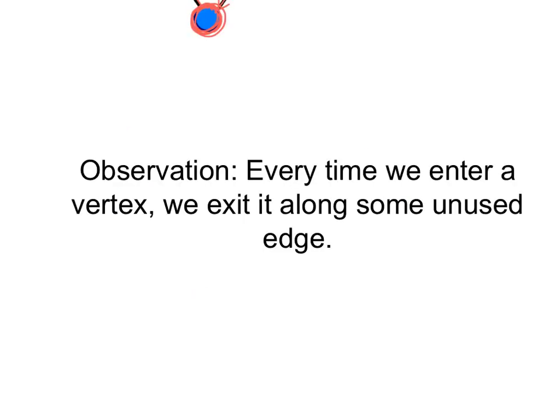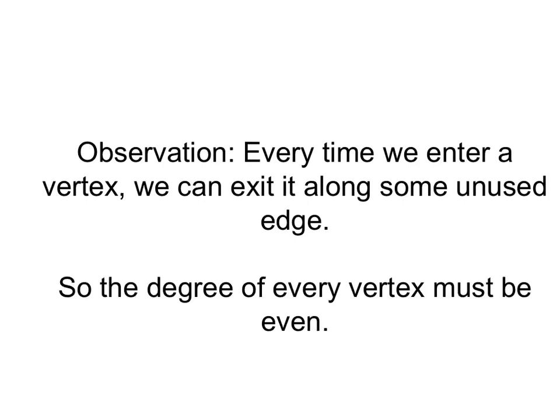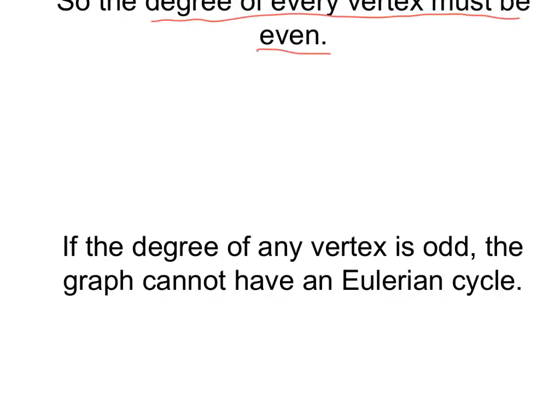So the observation we made is that every time we enter a vertex, we exit it along some unused edge. This is clearly true for all the intermediate vertices, and even for the start vertex, we exit it at the beginning and then we come back to it at the end. What this means is that if the graph has an Eulerian cycle, then the degree of every vertex in the graph must be even. Saying the same thing in different words, if the degree of any vertex is odd, the graph cannot have an Eulerian cycle.